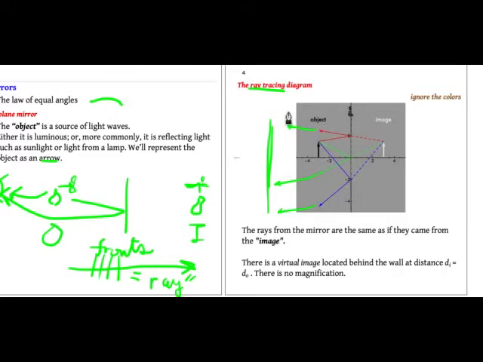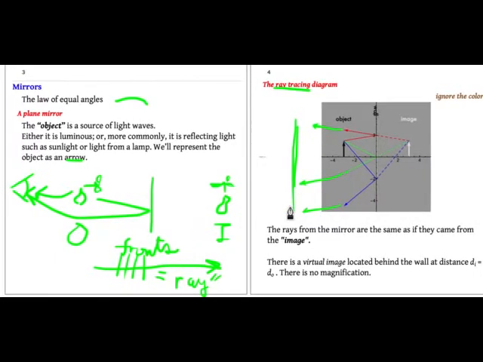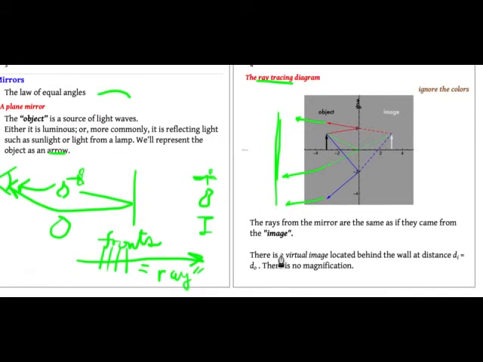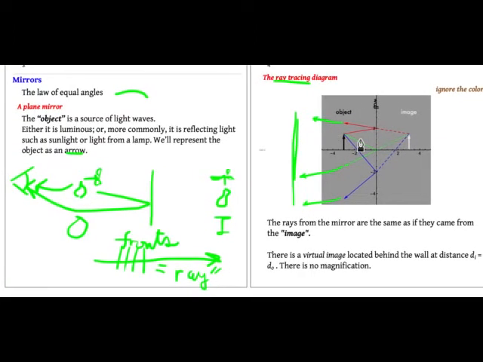And they all come out in the same directions as if there were an arrow behind the mirror. And that's called the image. So the rays from the mirror are the same as if they came from the image. The object is an arrow, the image is an arrow.